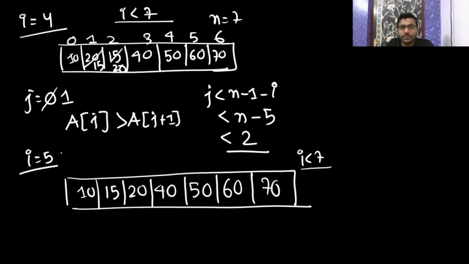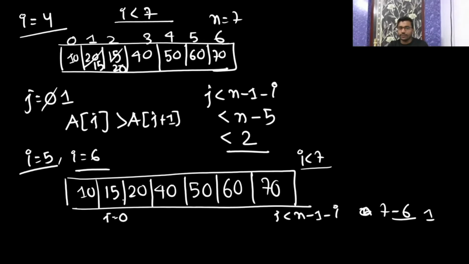So j will now be 0, and it will run till smaller than n minus 1 minus i. So that is n minus 7 minus 6, that is 1. So till here only once. 10 is greater? No. So it will go out of that. So again, when i is equal to 6, you are going to get this only. Till this it is going to get sorted.